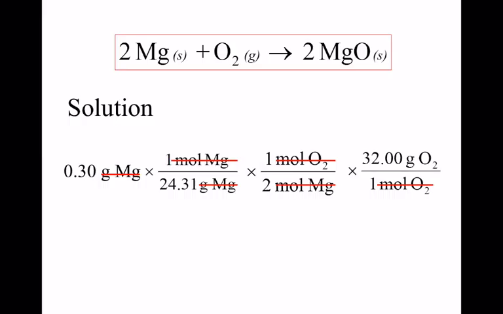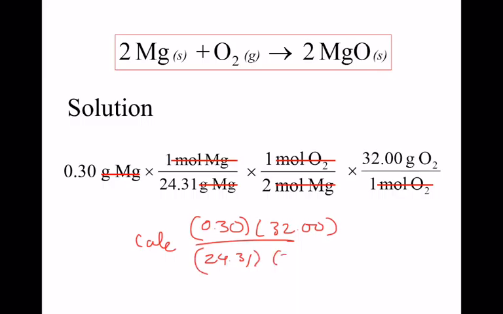In our calculators, we have several numbers in the numerator and a few numbers in the denominator. So basically, we need to take 0.3 times 1 times 1 times 32.00 divided by 24.31 times 2. And that will give us a number. We need to round according to 2 sig figs. This 2 brings no uncertainty because it's an exact number. So 2 sig figs, and our units are going to be grams of O2.